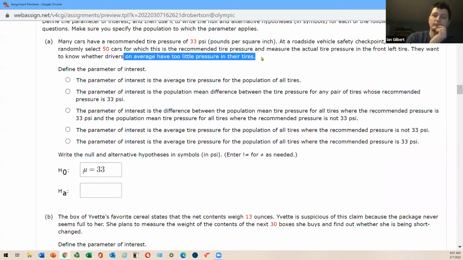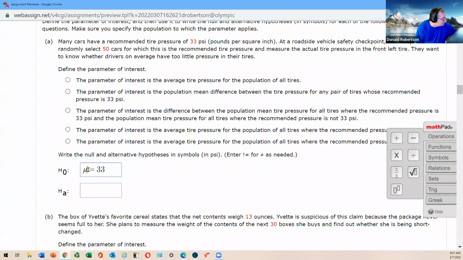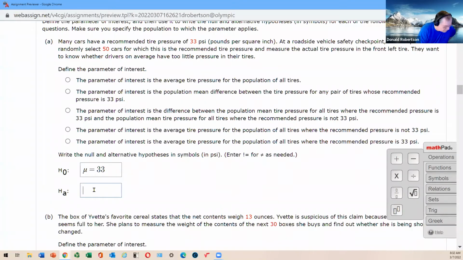Less. Do you see it there? On average, have too little pressure. So that's going to be mu, Greek letter again. Well, actually, you can kind of copy that letter if you want. Hopefully, Control C. And less than 33.